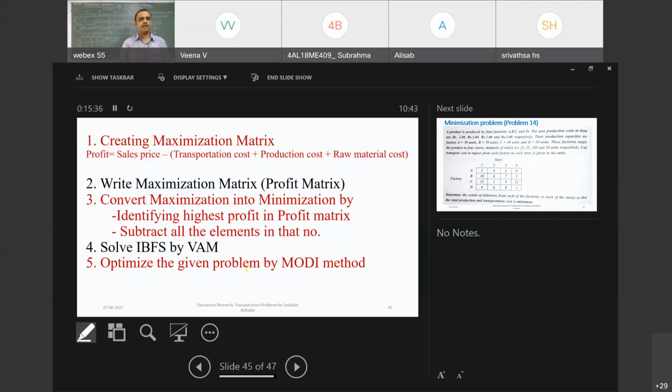Already I explained steps number 4 and 5 in the previous class, and we are solving n number of problems on steps 4 and 5. I also explained steps 2 and 3 in the previous class. And today I am explaining steps 1 and 2 again.